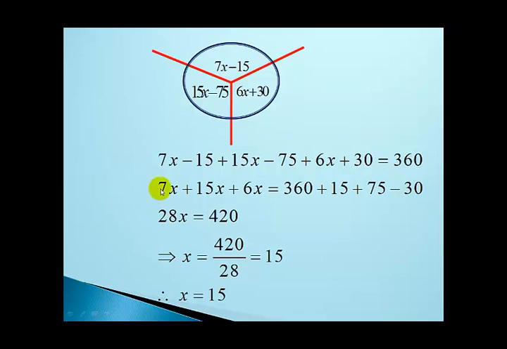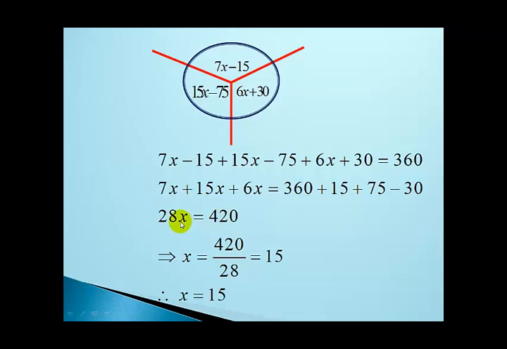Now 7x plus 15x equals 22x. And 22x plus 6x equals 28x. This is equal to 360 plus 15 plus 75 minus 30, which is equal to 420.